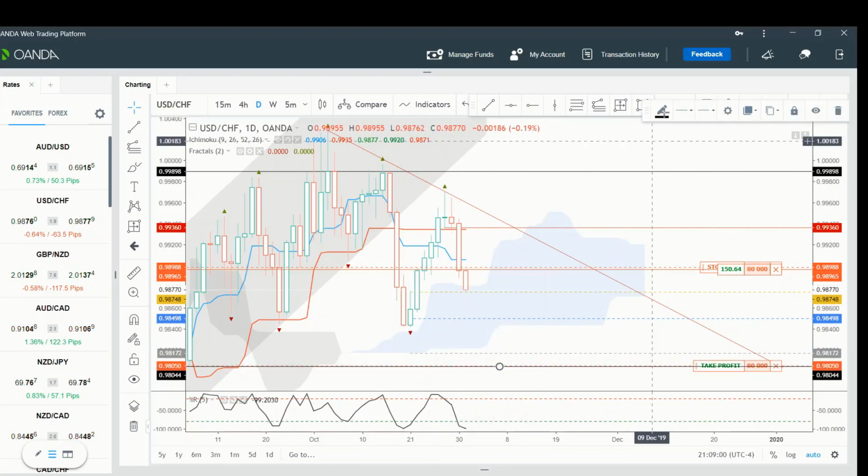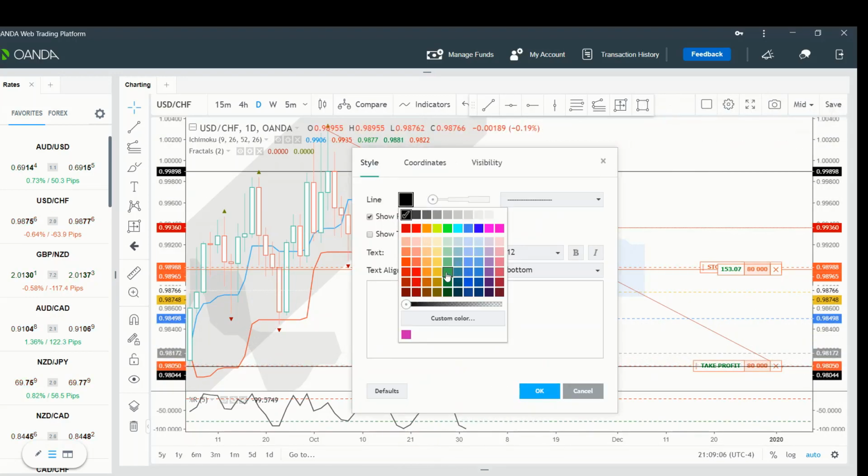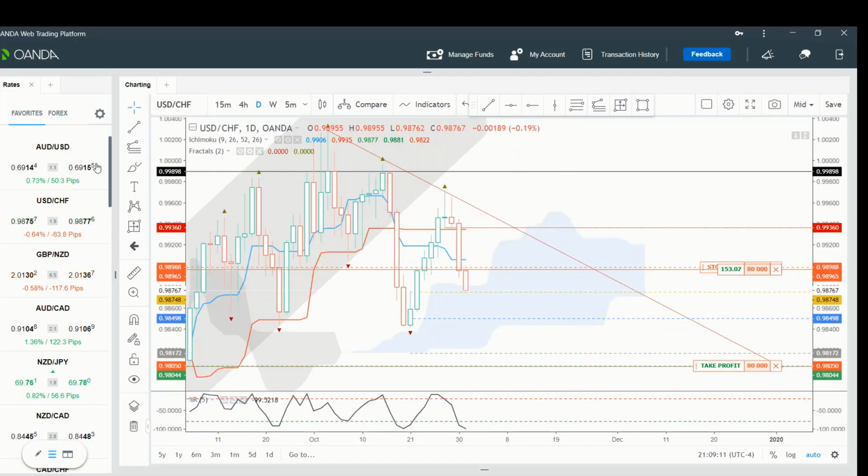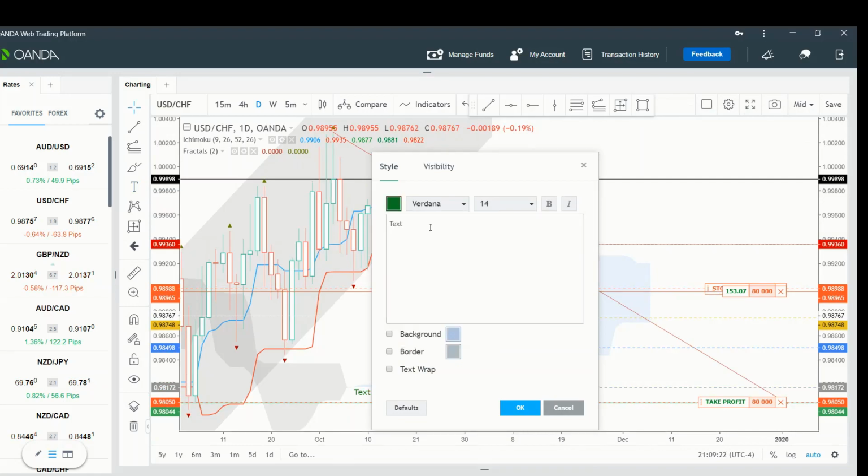Now that's my Williams percent R. As you'll see right here, I'm about to set my support line. This is actually where I expect to take profit. This is the most relevant support level.